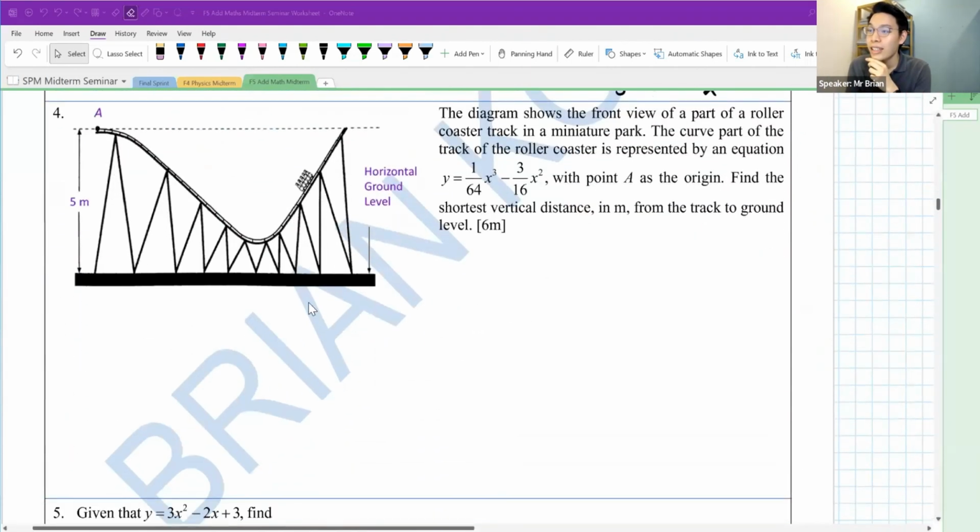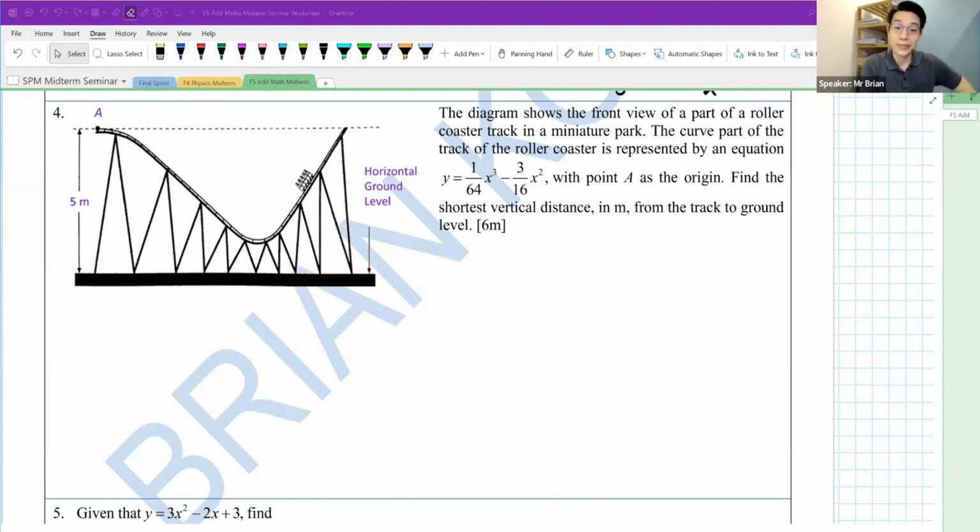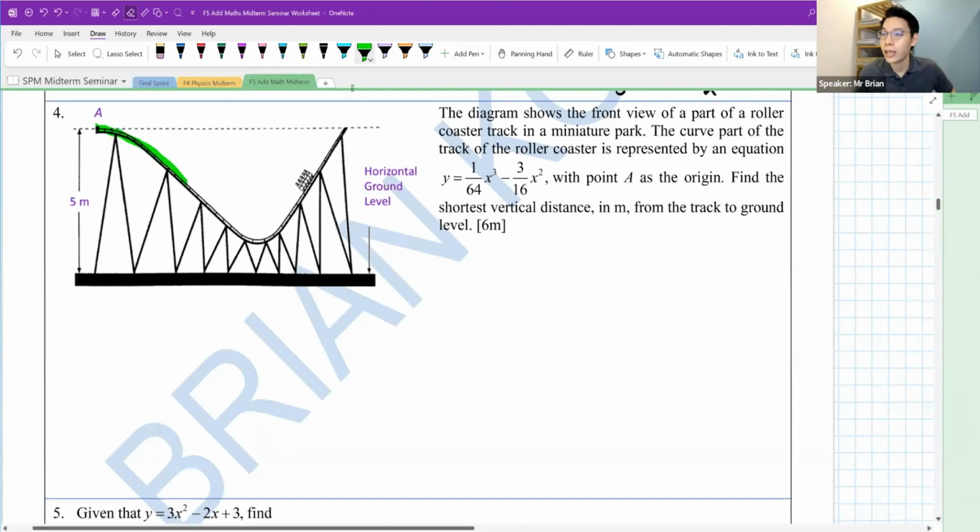This question, slightly older, came out in SPM 2018. It was one of the highlight questions of that year. Why? Because it looks so scary. But later you'll see the working, and you will think that it actually is not so crazy. The diagram shows the front view of a part of a roller coaster track in a miniature park. The curved part of the track follows an equation. So this curved part follows that equation.